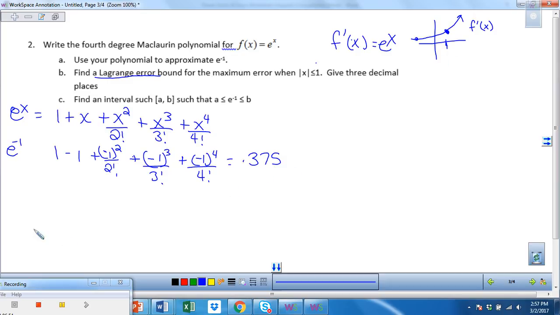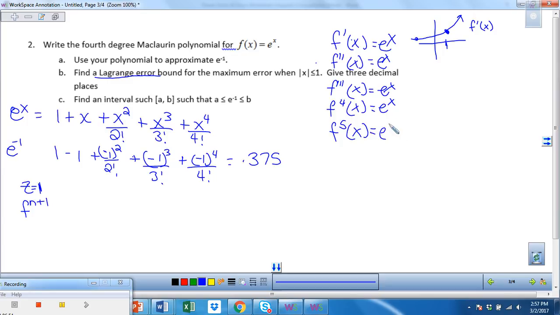So I can say that z then is equal to 1, and f to the n plus 1, because it doesn't matter how often I take this derivative. I need to take the 4th derivative, yes, but what is the 4th derivative of this? e to the x. So the 3rd derivative, e to the x. The 4th derivative, e to the x. So even though, well, actually I would be looking at the 5th derivative, there's a pattern there. So I'm looking at the 5th derivative, it's still e to the x, so what's going to maximize that is 1.